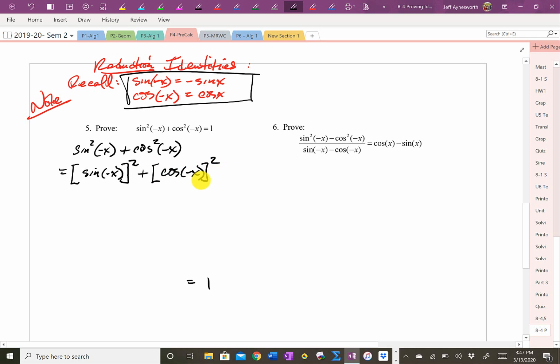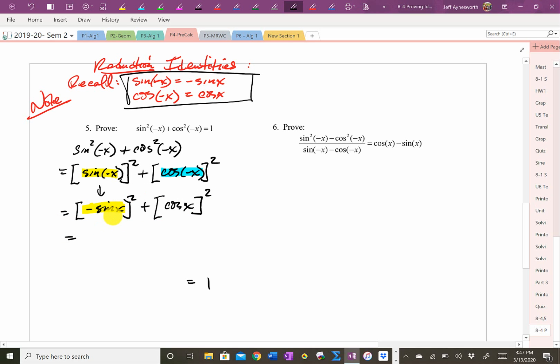Okay, now let's make the substitution. Sine of negative x equals negative sine of x, so I need to substitute that in. Negative sine x, we'll square it here in a minute. These two things are equal, that's why I can substitute in. And then on the second one, cosine of negative x is just the same as cosine x, so I'm going to write cosine x here and square it.